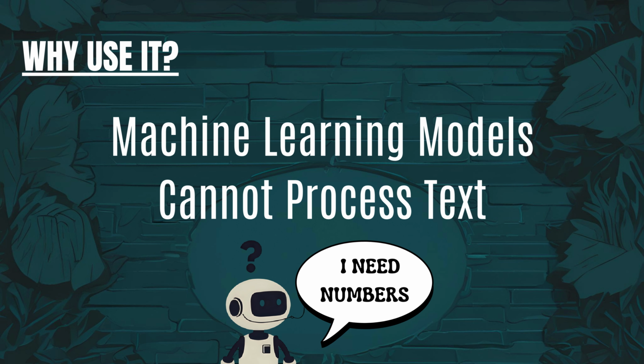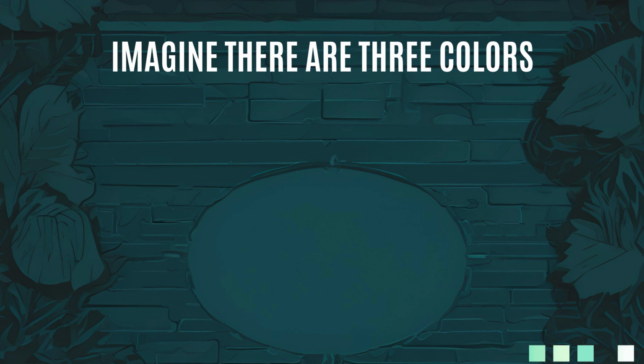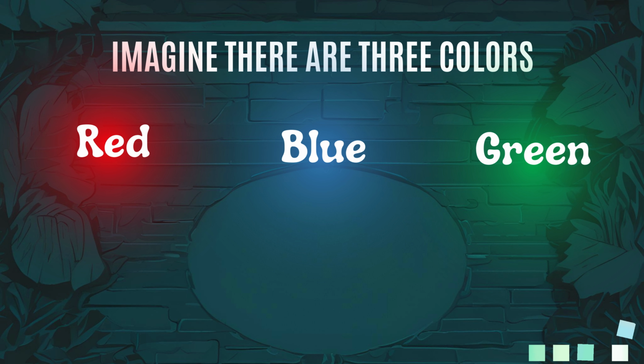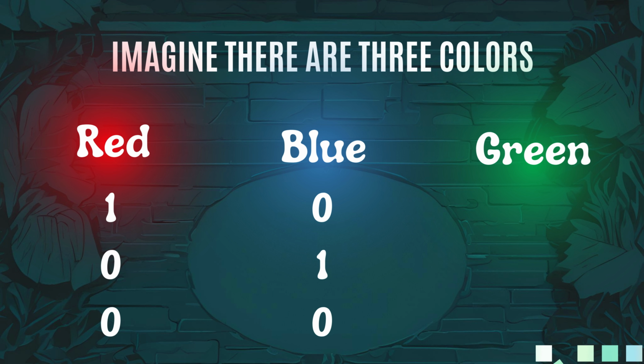The machine learning models cannot inherently understand the distinction and difference between each of the colors. It cannot process text, so in order to understand the distinction between each color based on their specific characteristics, it converts the specific color into a numerical representation. So it converts the red color into a binary column of 100, blue into a binary column of 010, and then green into a binary column of 001.